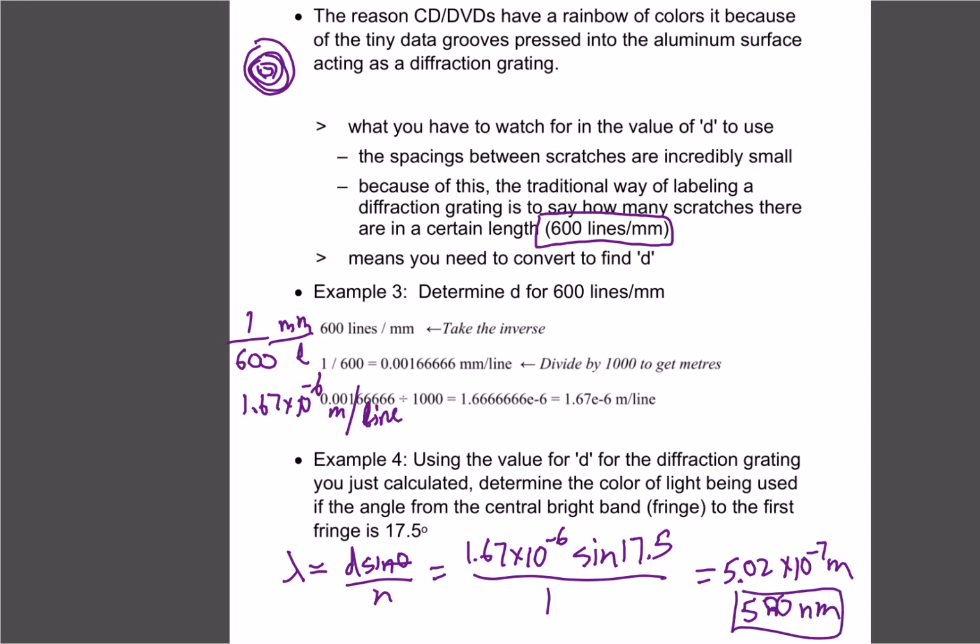and we know that 500 is green. So we'd have green light generated in this situation. So based on what we have got with our numbers, we get a 500 answer. We know that that's green. And that's it for diffraction.